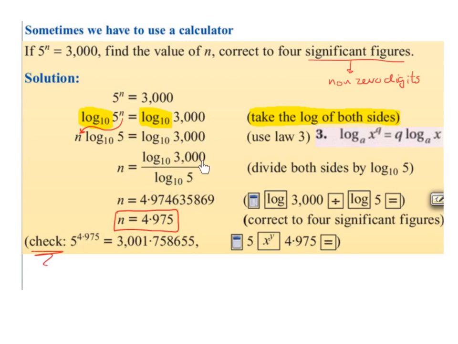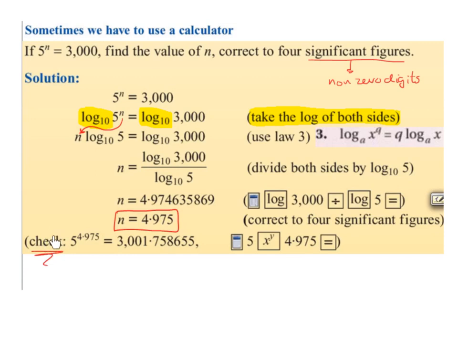So then we can put this into our calculator. So we press log. So the log button on its own gives us log base 10. Log 3000 divided by log 5 equals. So we get n equals 4.974635869. And to 4 significant figures, so 4 non-zero digits, we have n equals 4.975.